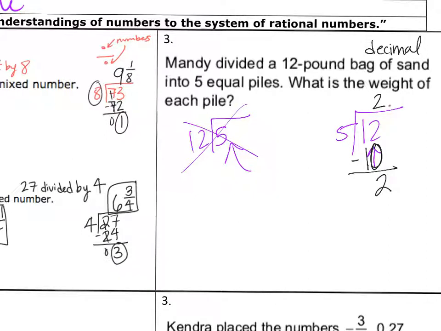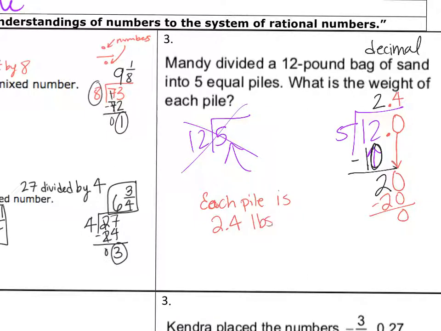So this is where I start my decimal process. Put a decimal next to the 2 and put a decimal next to the 12. Then you put a 0 and you bring it down. And how many times does 5 fit into 20? 4 times. 5 times 4 is 20, and then I'm done. So what is the weight of each pile? Each pile is 2.4 pounds, or LBS, that means pounds, of sand.